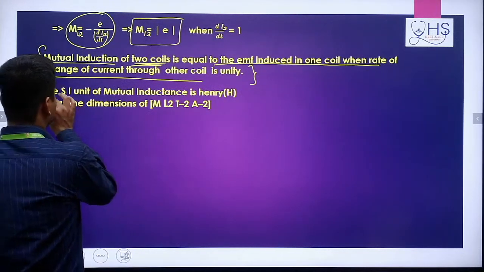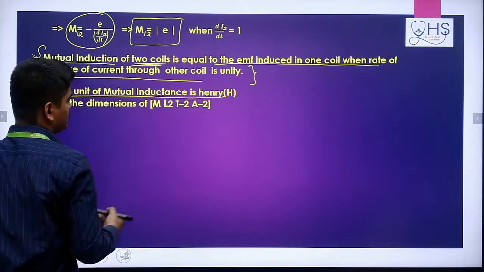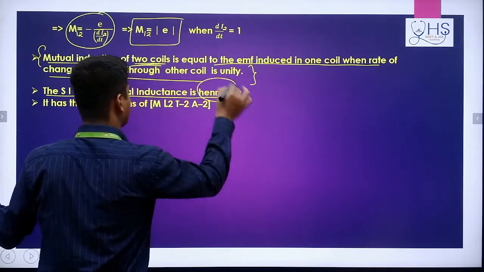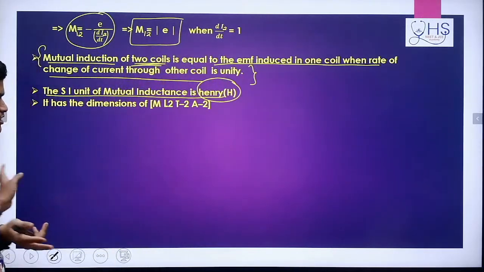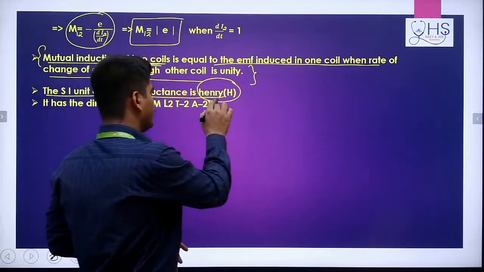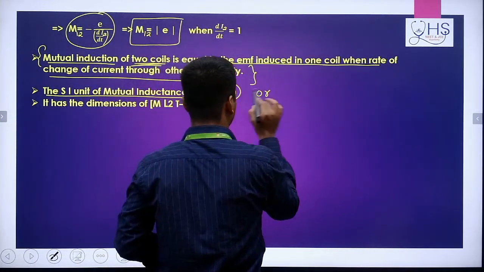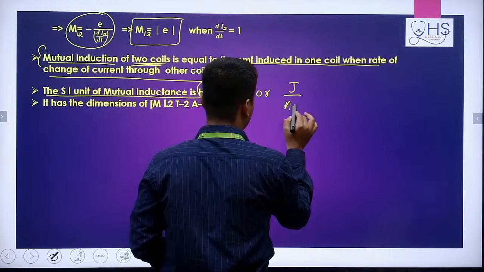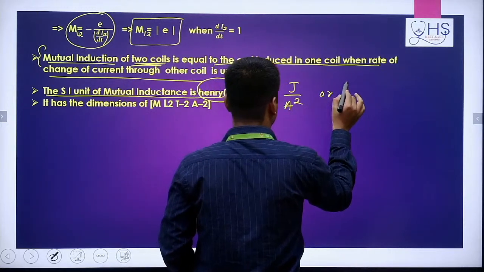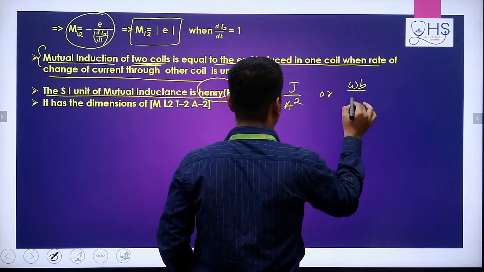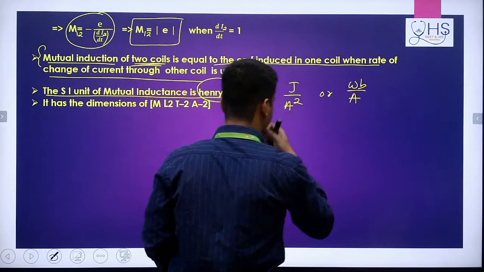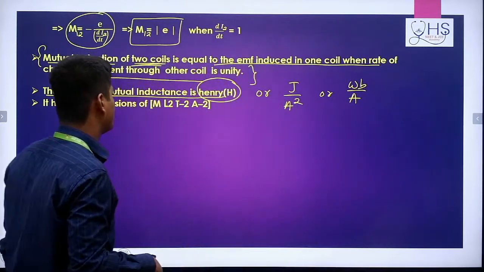Now, the SI unit of mutual inductance is Henry. This one I already discussed in the previous class. Self inductance, mutual inductance, both will be Henry. And for Henry, there are many forms. You can write it is basically Joule by Ampere square, or you can write Weber by Ampere. So many SI units you can write.